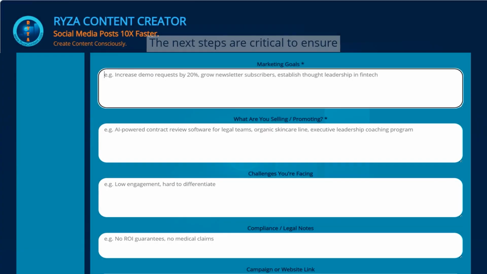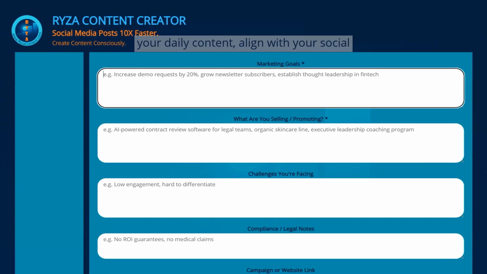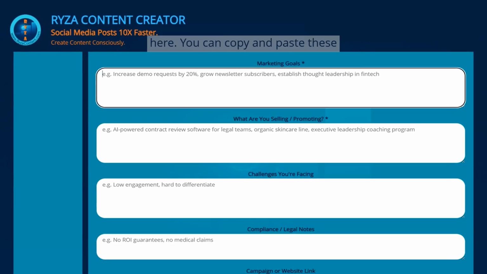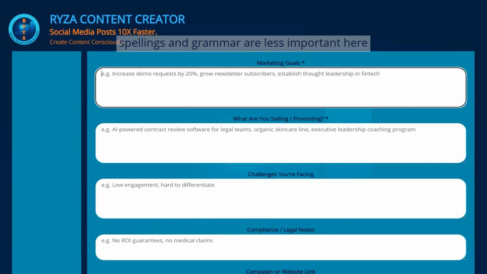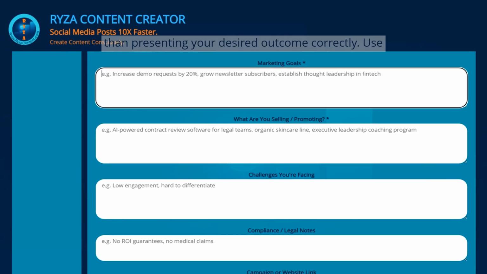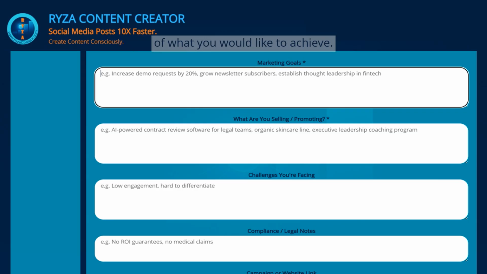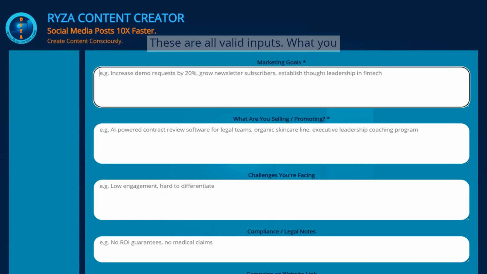The next steps are critical to ensure that the themes that are created for your daily content align with your social media marketing strategy and goals. List them here. You can copy and paste these or type these out yourself. Remember that spellings and grammar are less important here than presenting your desired outcome correctly. Use numerical targets when available, or a description of what you would like to achieve. These are all valid inputs.